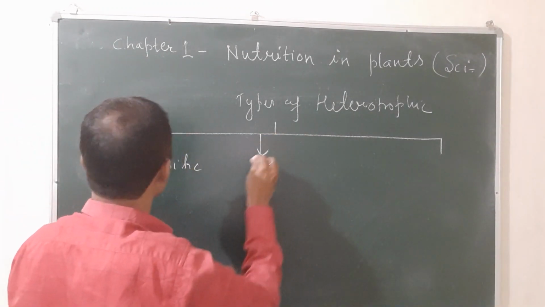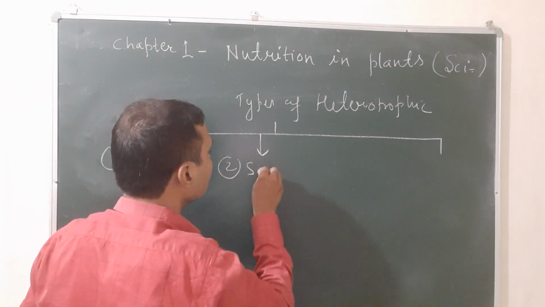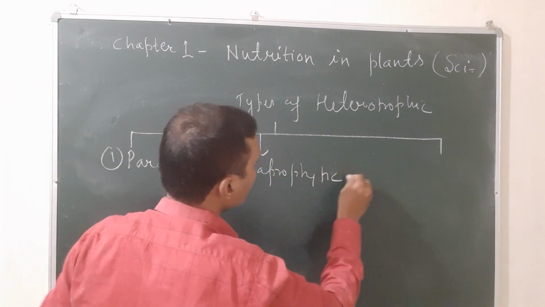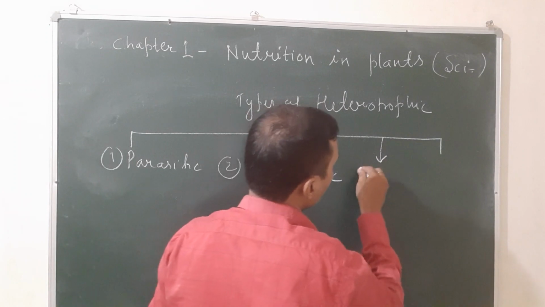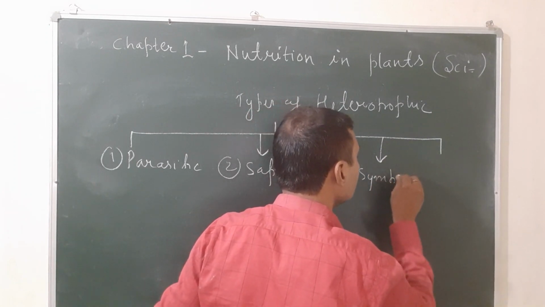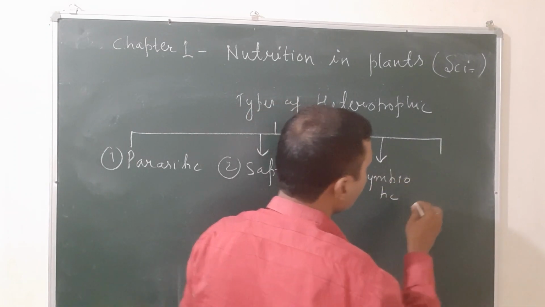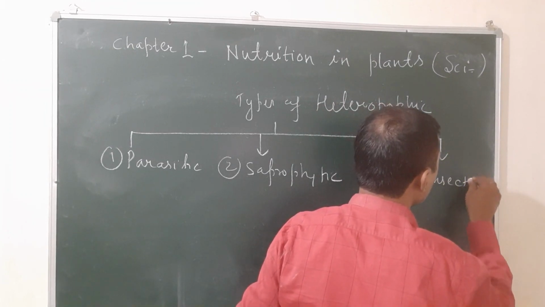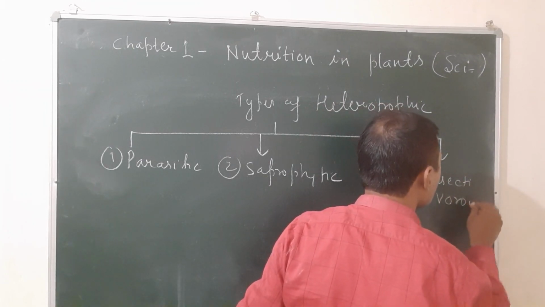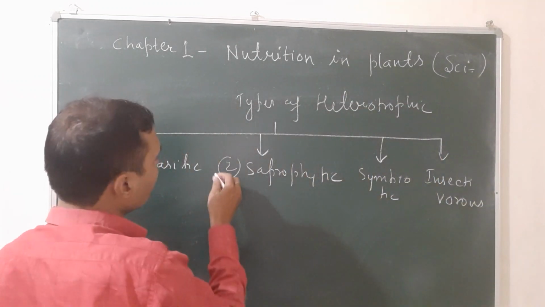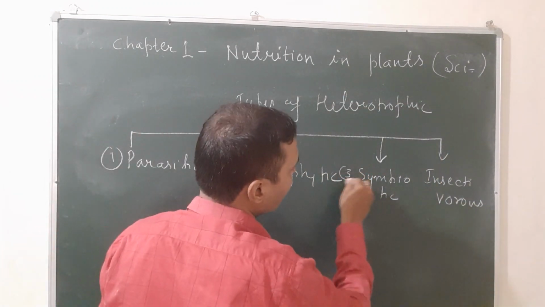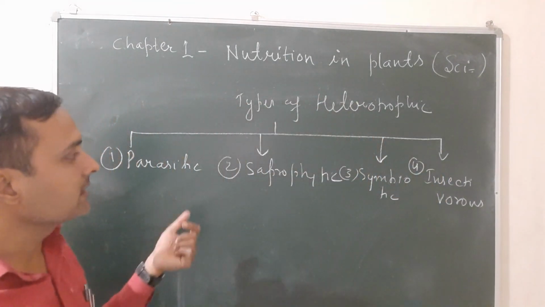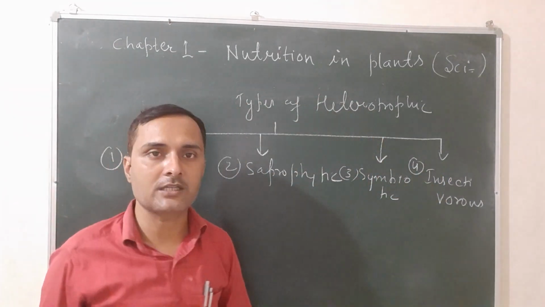Second one is known as the saprophytic nutrition. Third one is known as the symbiotic nutrition, and fourth one is known as the insectivorous nutrition. Okay. So how many types of heterotrophic nutrition? Four types, differentiated as parasitic, saprophytic, symbiotic, and insectivorous.